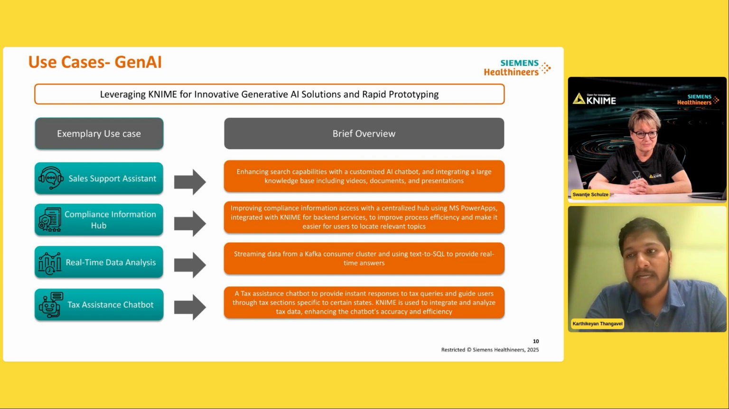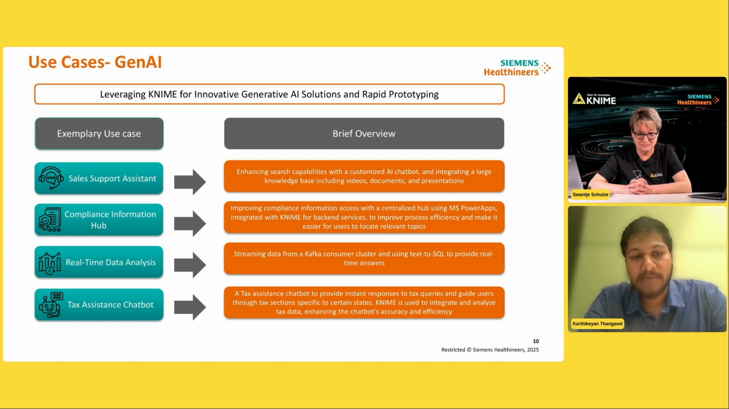So what we have created is this: Knime is acting as a backend service, where we have a REST deployment in which the Power App knowledge base is converted into a model. The user has a chat interface within the Power App where they can ask a question. This then calls the Knime service deployment behind the scenes, and Knime does the heavy lifting and provides an answer to the user. This improves process efficiency, making it easier for users to locate relevant topics and stay compliant as well.